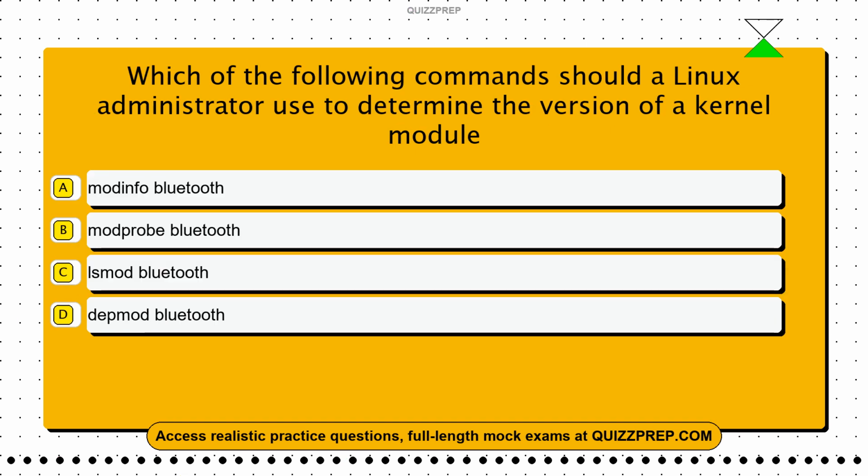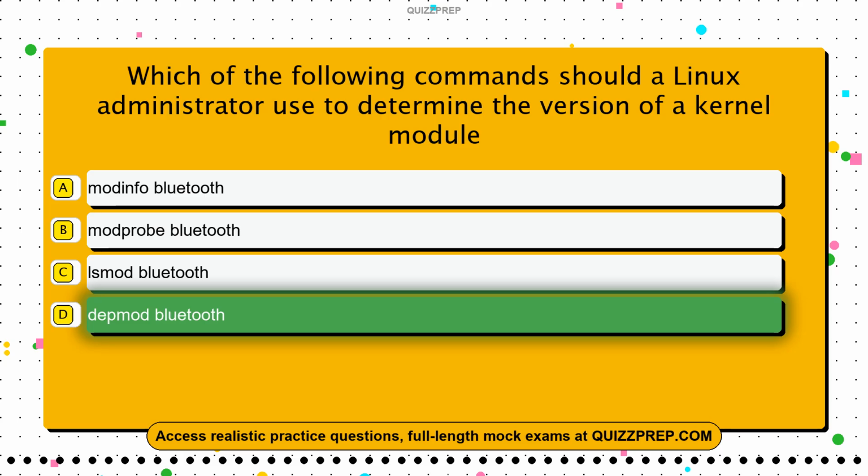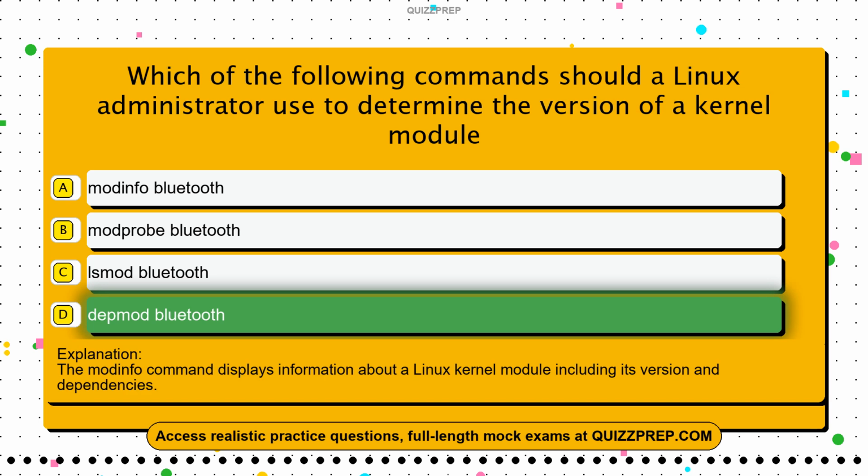Question 40. Which of the following commands should a Linux administrator use to determine the version of a kernel module? Option A, modinfo bluetooth. Option B, modprobe bluetooth. Option C, lsmod bluetooth. Option D, depmod bluetooth. The correct answer is option D, depmod bluetooth. The modinfo command displays information about a Linux kernel module including its version and dependencies.